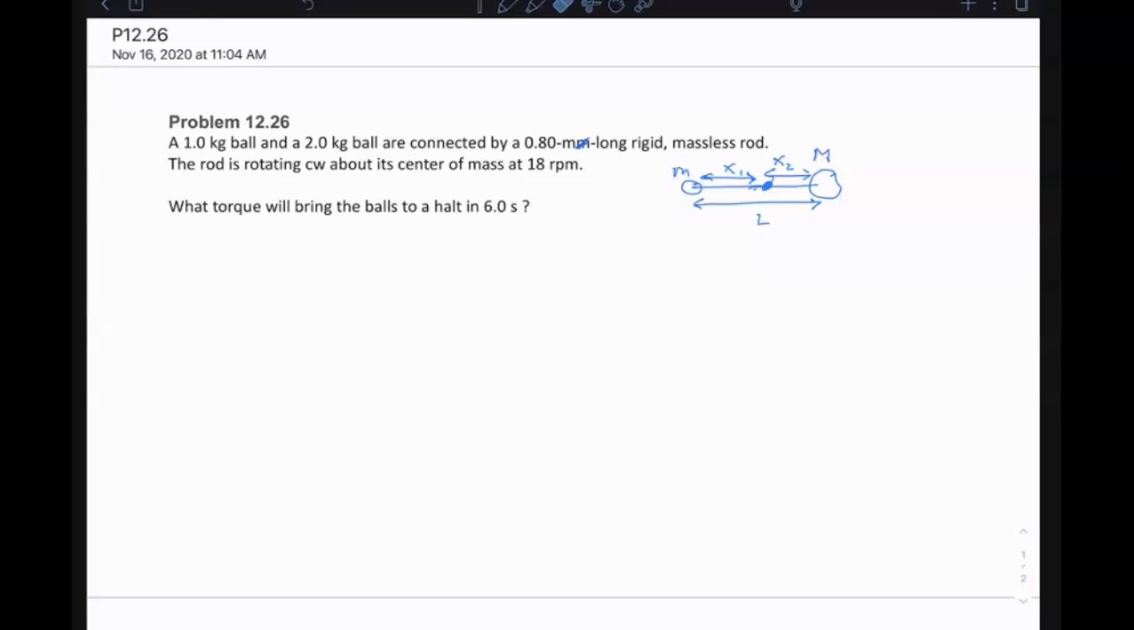In the problem, we have a 1.0 kilogram ball and a 2.0 kilogram ball connected by a 0.80 meter long rigid massless rod. The rod is rotating clockwise about its center of mass at 18 revolutions per minute. What torque will bring the balls to a halt in 6.0 seconds?